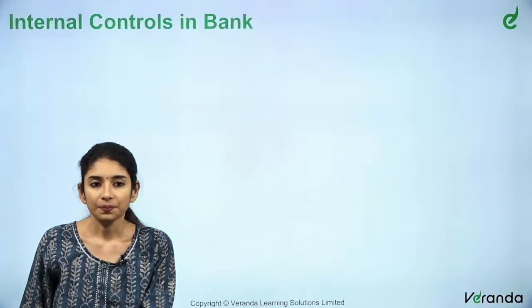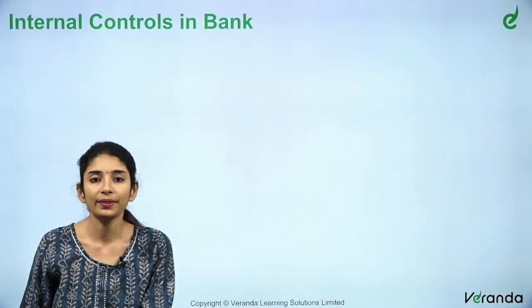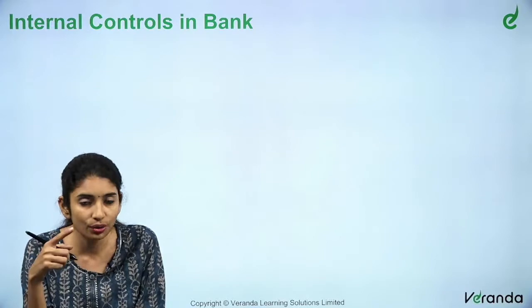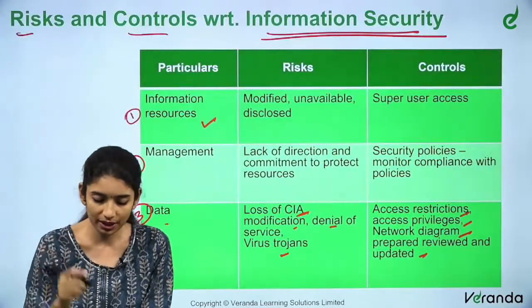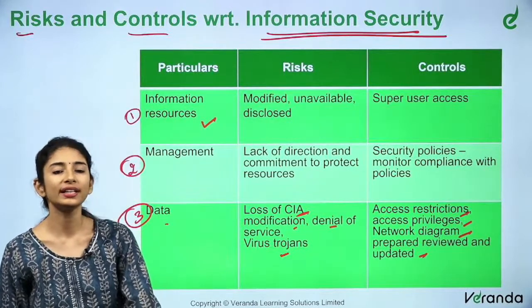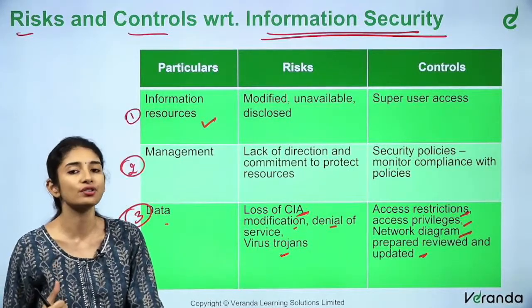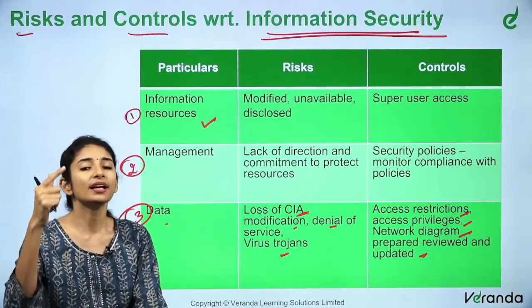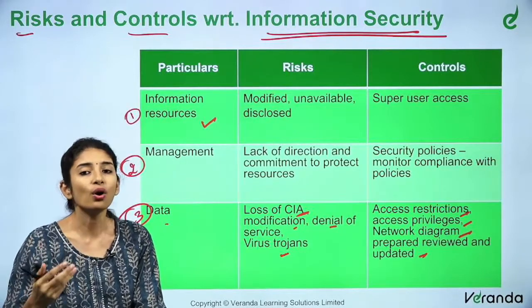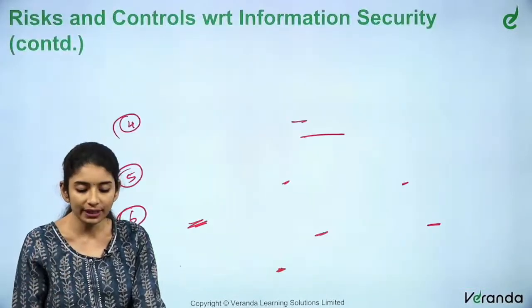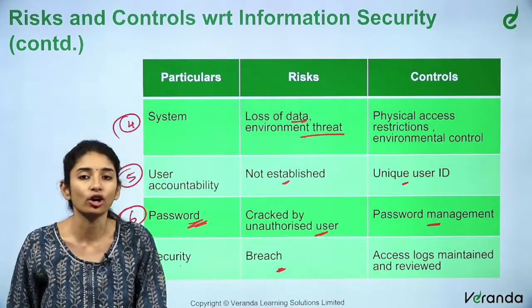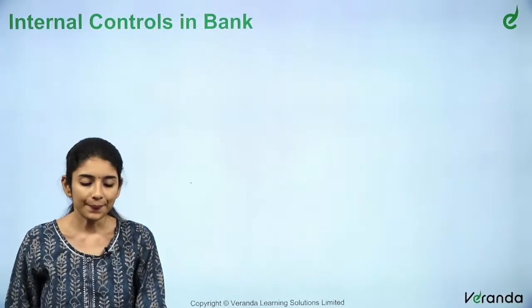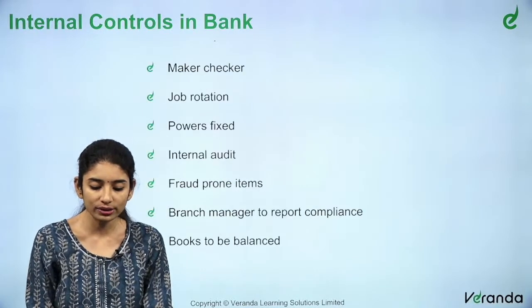Clear? Risks and controls with relation to information security. Let us see quickly. First is information resources, second is management, third is data, fourth is system, fifth is user accountability, sixth is password, and seventh is security breach. Clear? Next, internal controls in banks.